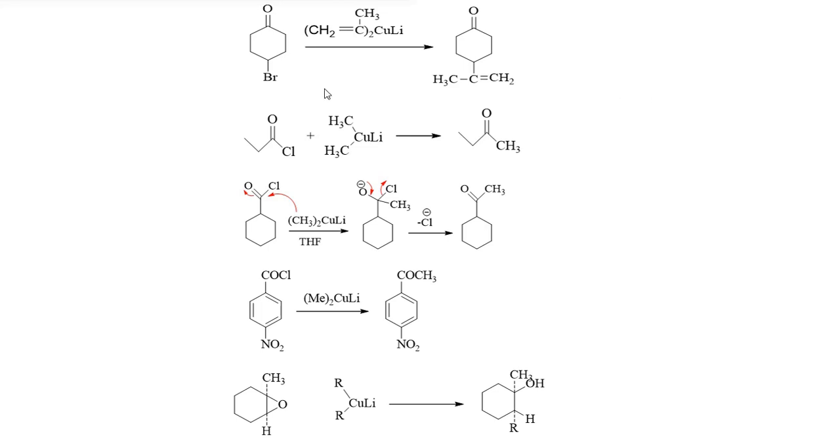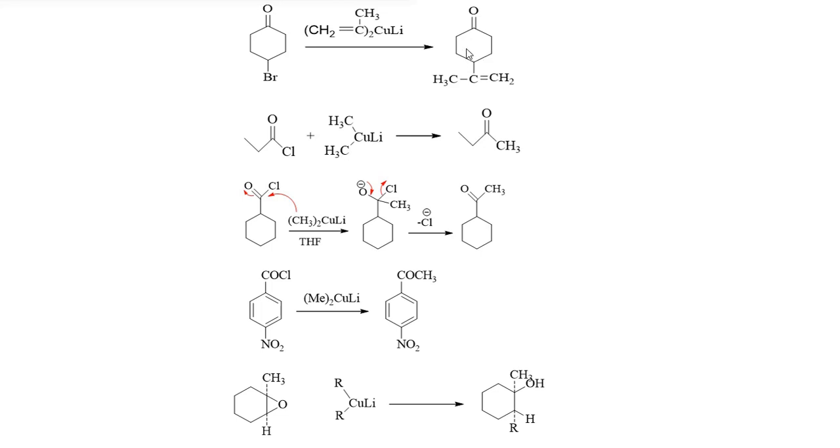See, for example, if you treat this parabromocyclohexanone with this Gilman's reagent, you can see Gilman reagent does not attack this carbonyl group. Instead, it replaces bromine by SN2 reaction, forming the substituted product. Instead of 1,2 addition product, it gives substitution product.